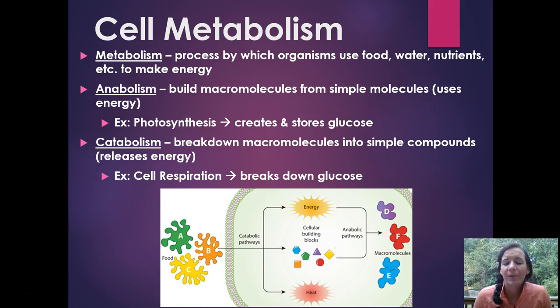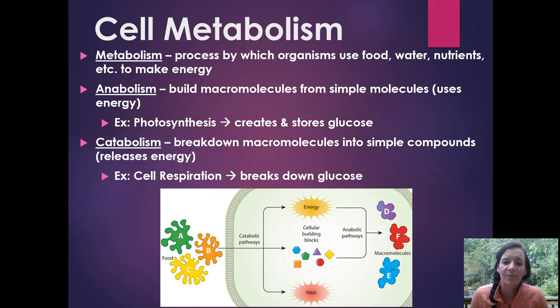Finally, we need to talk about something called cell metabolism. Cell metabolism is basically the way an organism uses what it gets to make energy. For a cell, it could be getting food, water, nutrients, and how it's using those things to make energy. There are two types: anabolic metabolism, or anabolism, and catabolism.